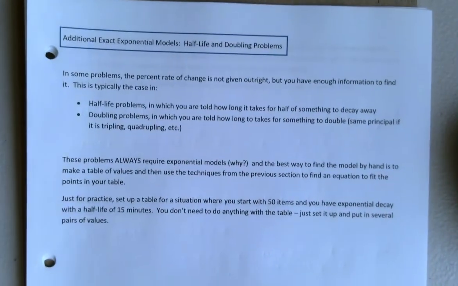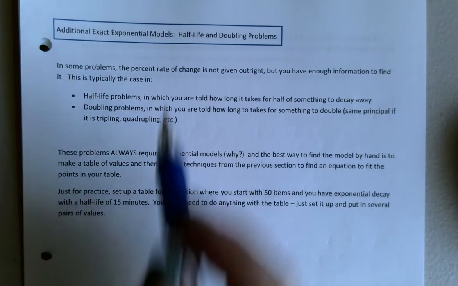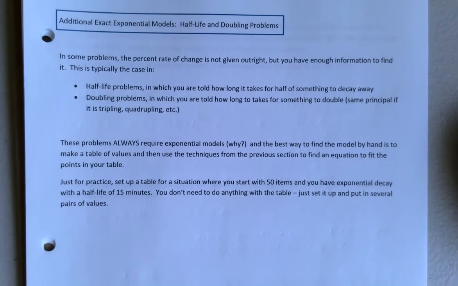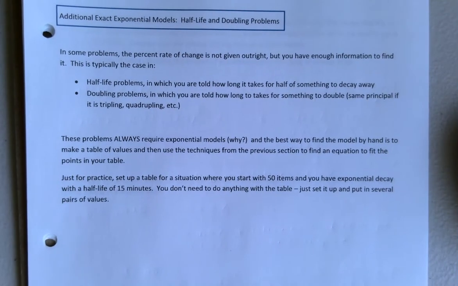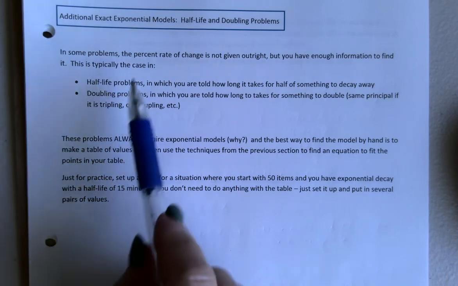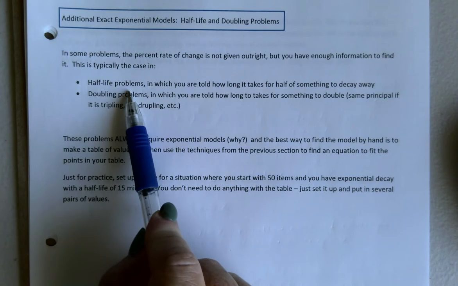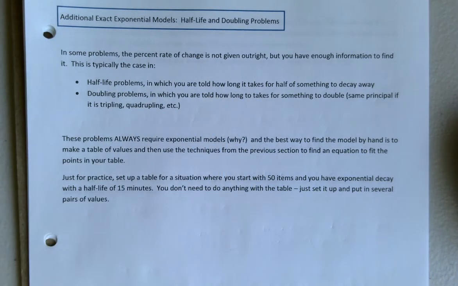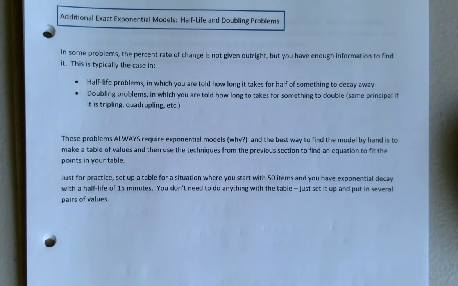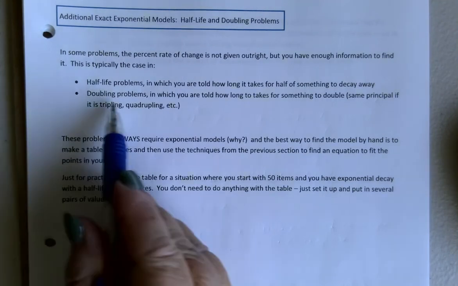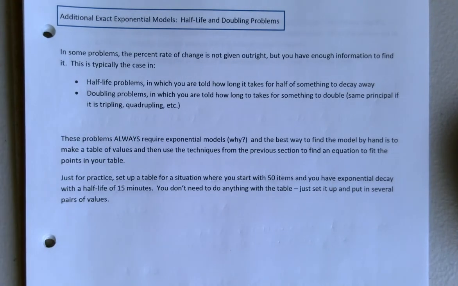The next few examples that I want to do are half-life and doubling problems. They're handled very similarly. In some problems, our rate of change isn't exactly given outright, but we're given enough information to find it. This is typically the case in half-life problems, where you're told how long it takes for half of something to decay away, or doubling problems, where you're told how long it takes for something to double. Same idea if it's tripling or quadrupling or whatever.